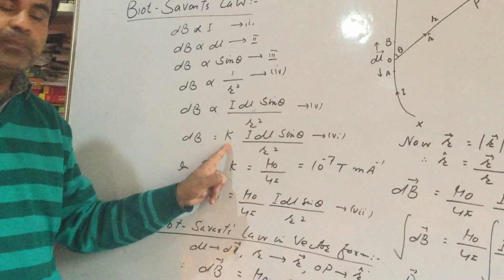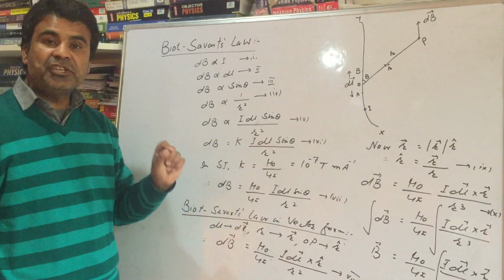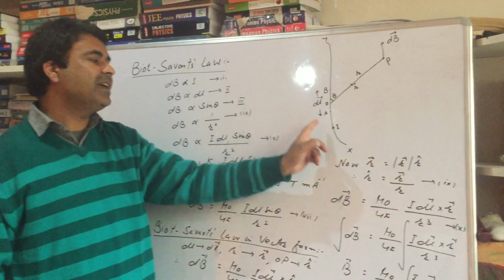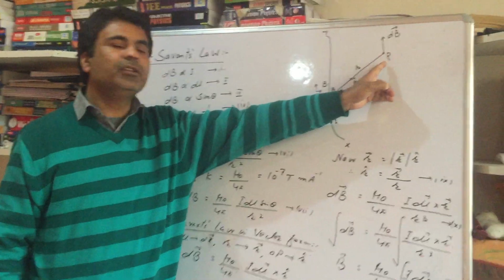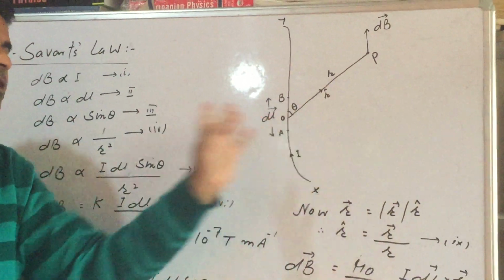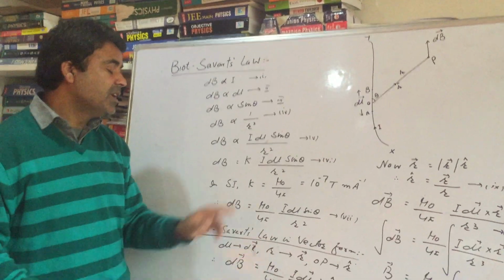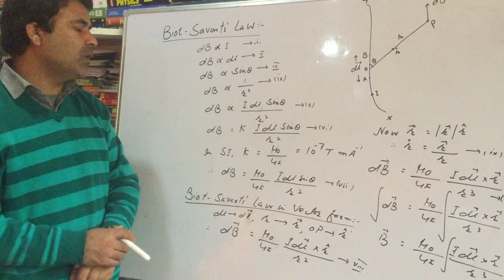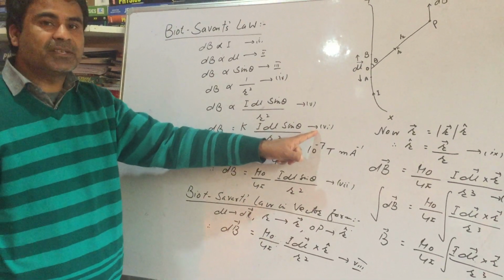This constant of proportionality depends upon the nature of the medium between the current carrying conductor XY and the point of observation. It also depends upon the system of units used to measure the quantities involved in equation 6.